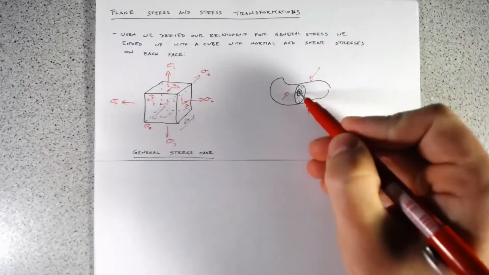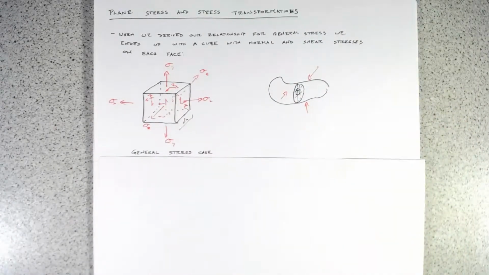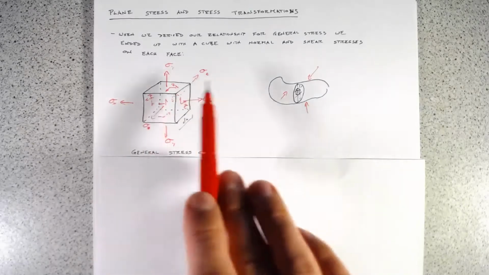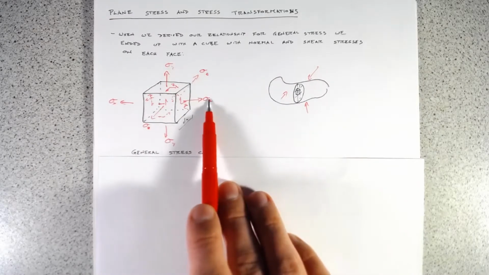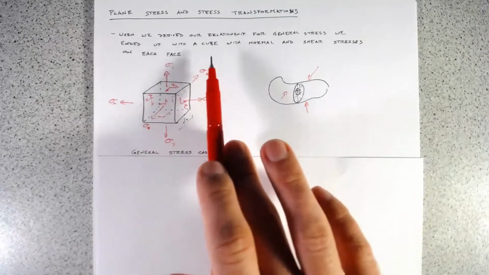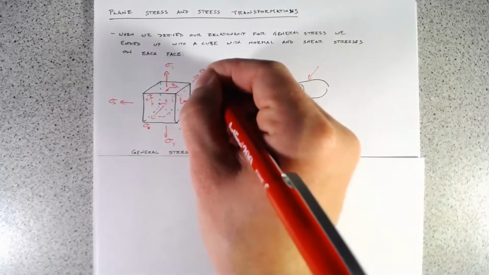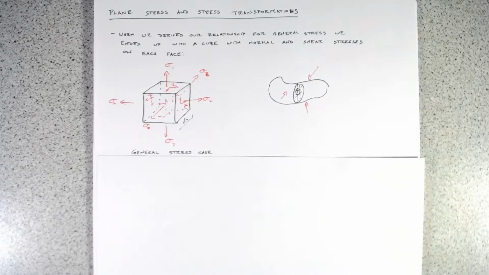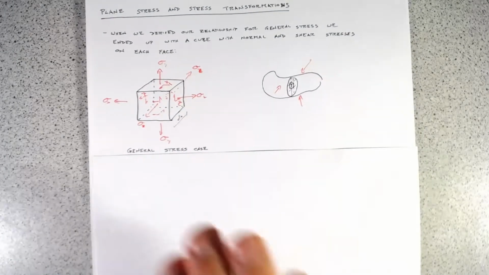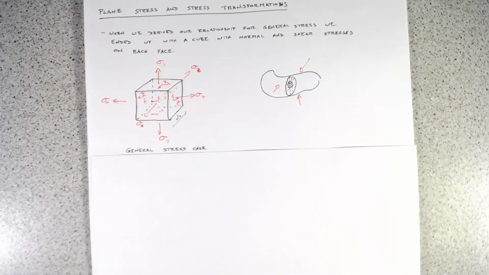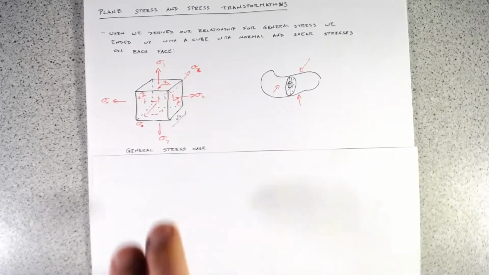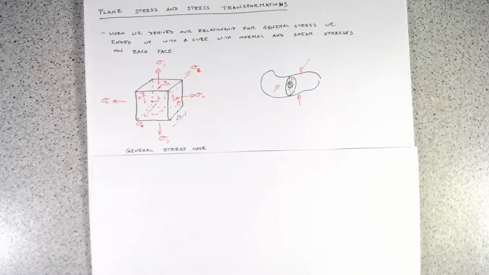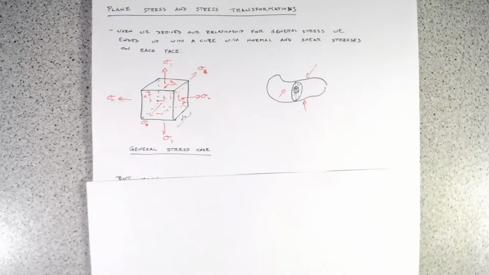We took this little tiny cube out, and we found that each of these faces will have a normal stress, so normal stress in the x, the y, and the z, as well as a shear stress also acting on every face. That's a really good general case, and from this we learn that our orthogonal shears have to be equal and opposite to keep the stress block in equilibrium, and this was a really good model for us.